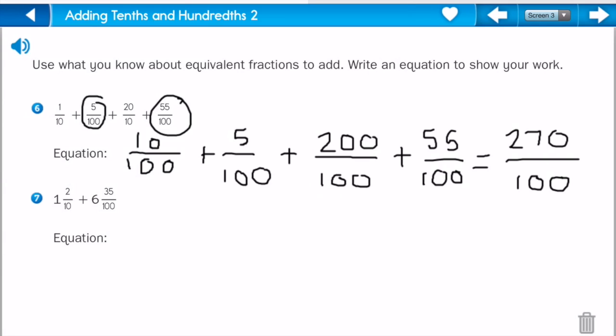So here's how we're going to simplify it. We're going to use the 2, and we know we can take away 2 groups of 100, which is 200. So we take 270, and we subtract 200. We get 2 and 70 hundredths. 2 and 70 hundredths. Now it looks a little better. All right, let's try number 7.